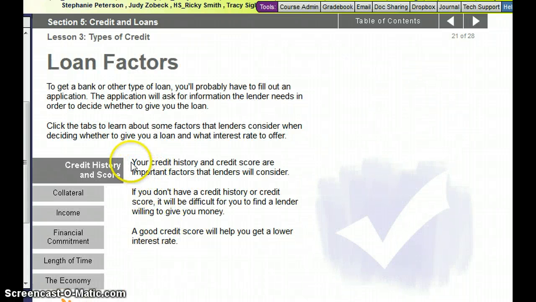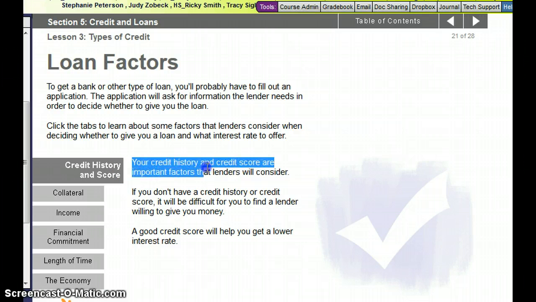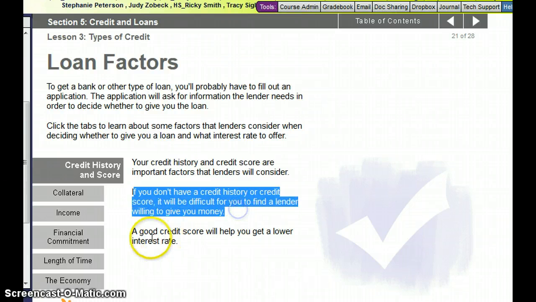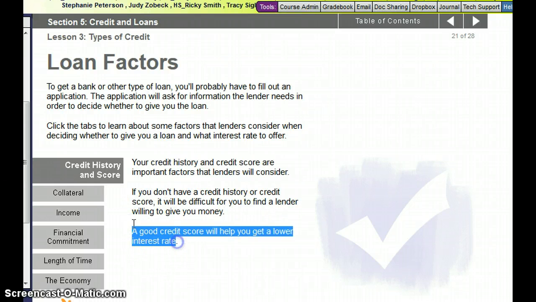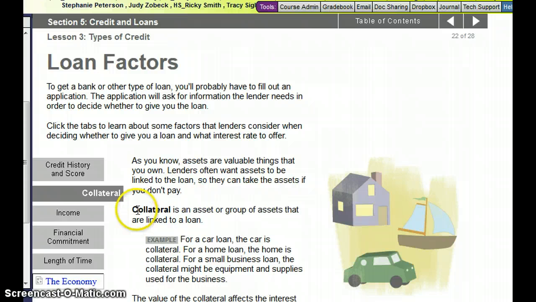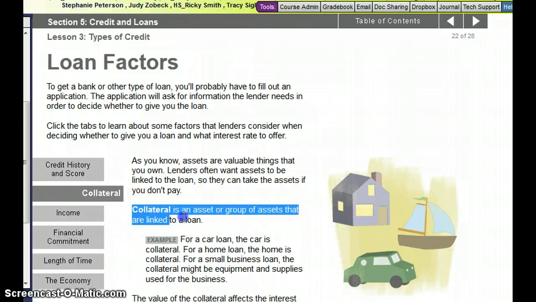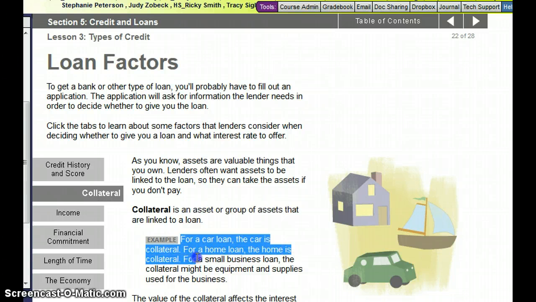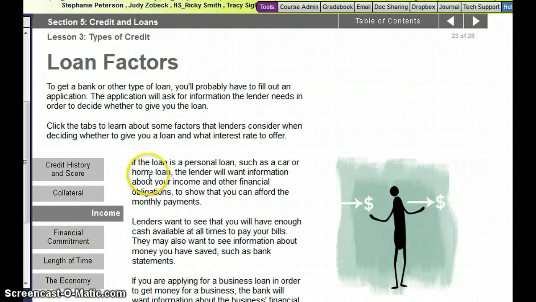There are loan factors. Your credit history and credit score are important factors that a lender will consider. If you don't have a credit history or score, it will be difficult for you to find a lender. A good credit score will help you get a lower interest rate. Collateral is an asset or a group of assets that are linked to a loan. For a car loan, the car is collateral. For a home loan, the home is collateral. For a small business loan, the collateral might be equipment and supplies used for the business.